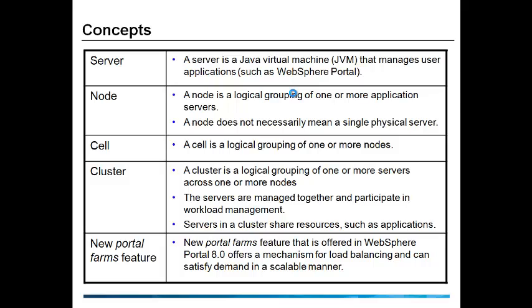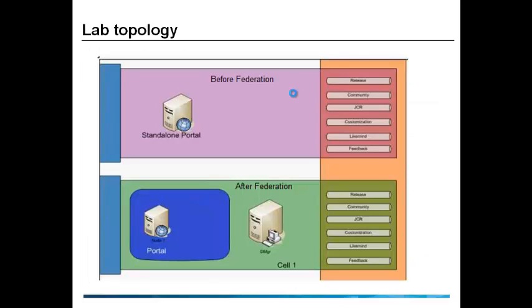A new portal farm feature. The portal farm feature was introduced in older versions itself. Portal 8.0 offers a mechanism for load balancing and can satisfy demands in a scalable manner. The portal farm feature is like this: there will be a lot of standalone portal servers, and a load balancer talks directly to all of these standalone portal servers, and all of them share all databases except the release database. That is how the farm works.